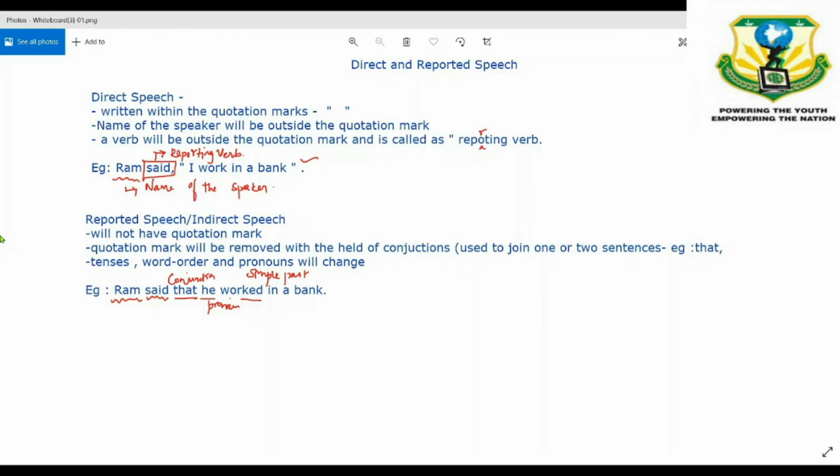And we saw a lot of examples from the book on how to convert direct speech to indirect speech, that is reported speech, and reported speech to direct speech as well. With this, tomorrow we will also continue with the workbook exercises and other book exercises. Thank you for watching.